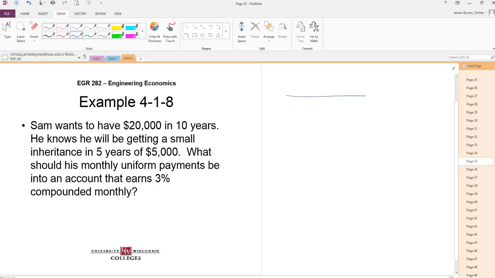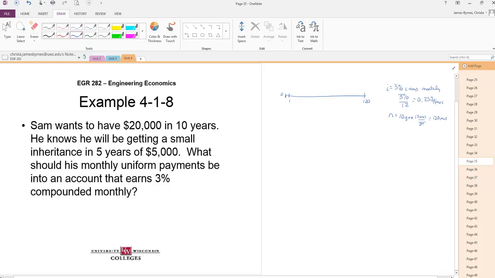All right. So we know that the interest is 3% compounded monthly. So that would be 3% divided by 12 equals 0.25% per month. N is going to be 10 years times 12 months per year, so it's 120 months. All right, so we got that set up. Here's your 0, here's your 1, here's your period 120, okay?